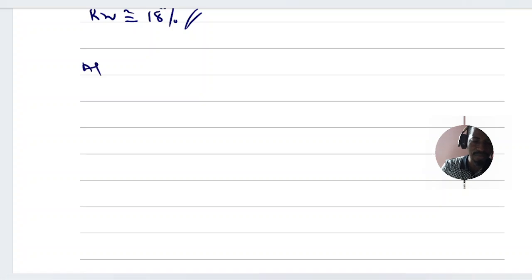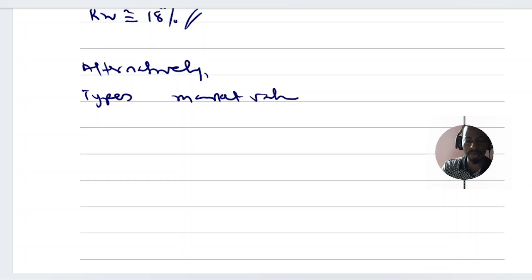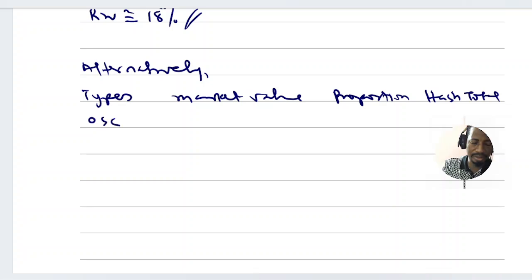So alternatively, I can use the tabular method to get the same thing. To use the table, I will create a column for the type of the securities in the capital structure, a column for the market value, a column for the proportion of the cost of capital computed, and then a column for the hash total. So we have ordinary share capital, preference share capital, then, let me rewrite this, ordinary share capital, preference share capital at 6%, then 10% debenture.